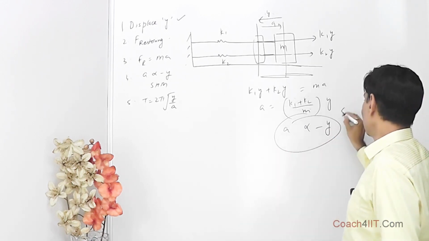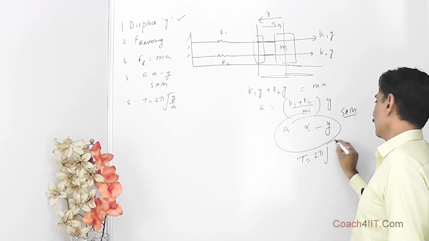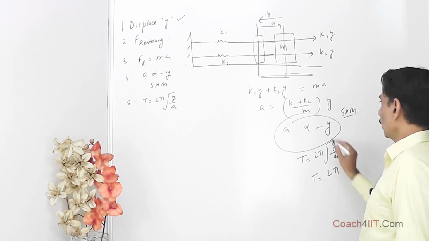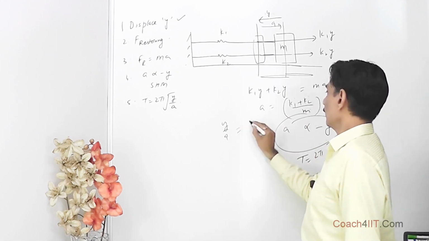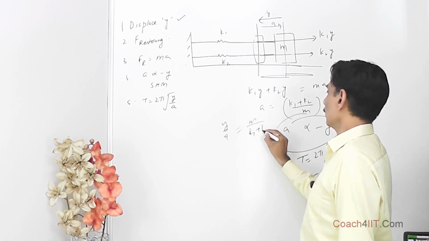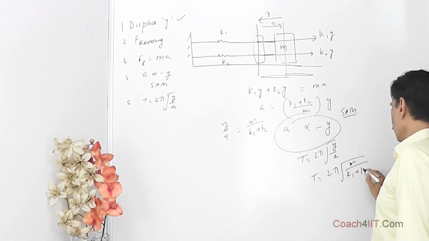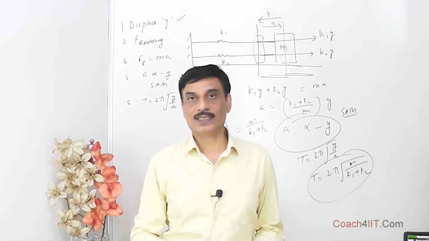So this is SHM. We can safely use T is equal to 2 pi square root of y by a to find the time period. If we see over here, y by a is equal to m upon k1 plus k2. So T comes out to be 2 pi root of m upon k1 plus k2, that is the time period of the oscillations in this case.